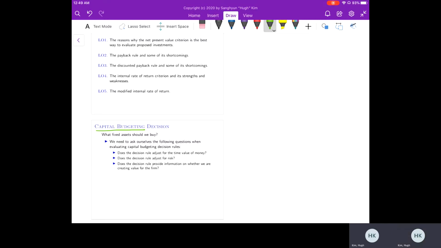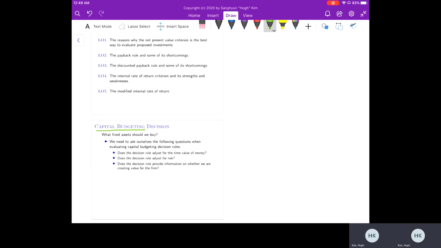A firm can ask, what fixed assets should we buy? Or what investment project should we undertake? This all sounds like a very simple question, but there are many capital budgeting decision rules that have been proposed in practice. And we're going to learn some of the most important ones used by firms.